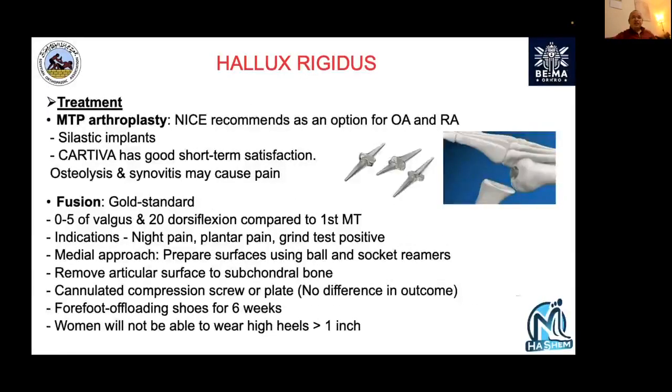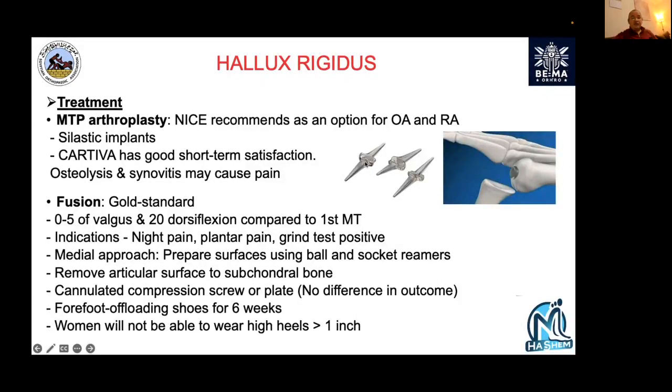Then the actual treatment of hallux rigidus is either to replace the joint or to fuse it. And replacement is getting more and more popular at this time. The problem with the replacement starts with the implant on the right side, which is the Cartiva. And the problem with the Cartiva is it has many generations. The second generation of it had a catastrophic failure, and this is what gives MTP arthroplasty the bad reputation it has.